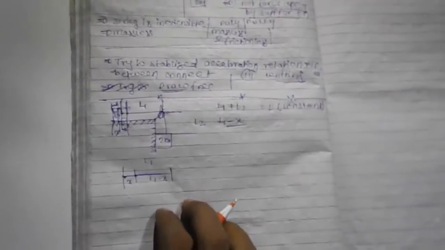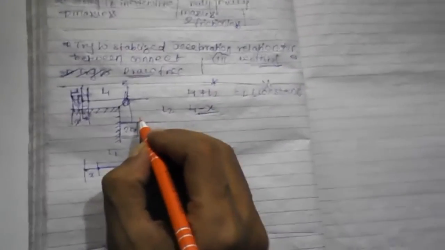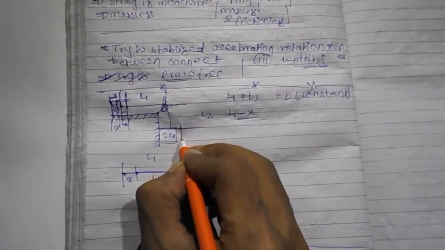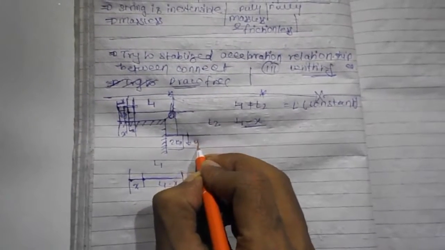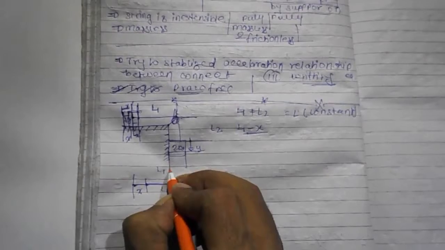It is very simple to calculate. If you are not feeling comfortable calculating this, it is very simple. So this will be L1 minus x. Now let's suppose this 2 kg block has moved downward by an amount y, so it is somewhere here.